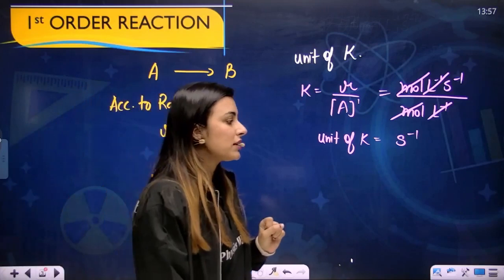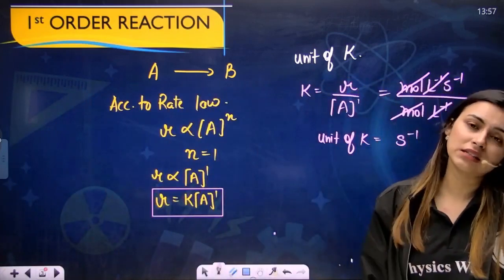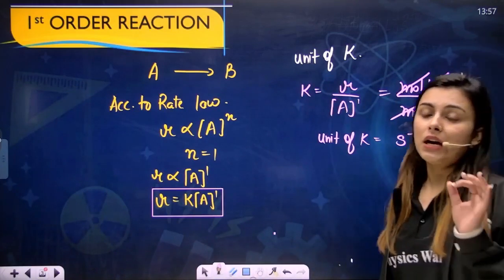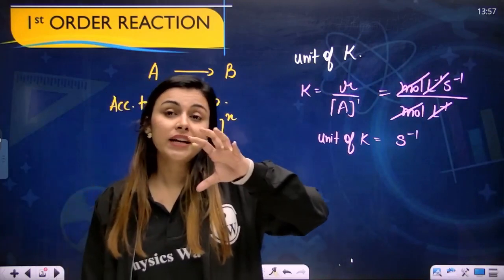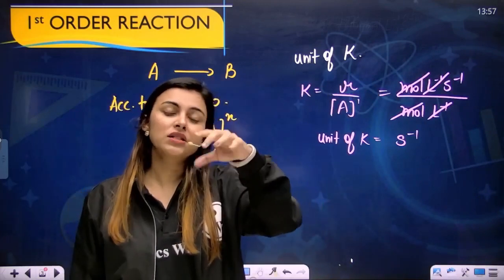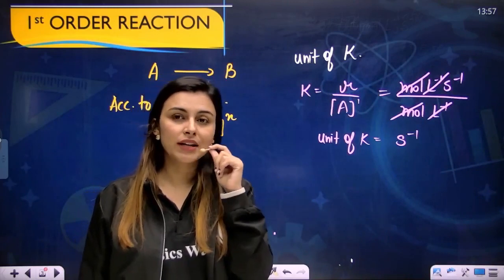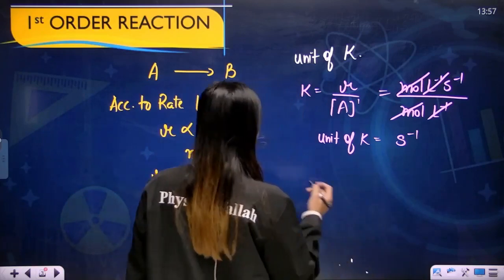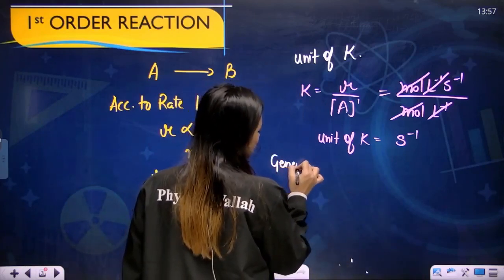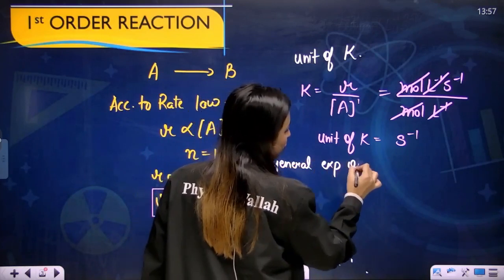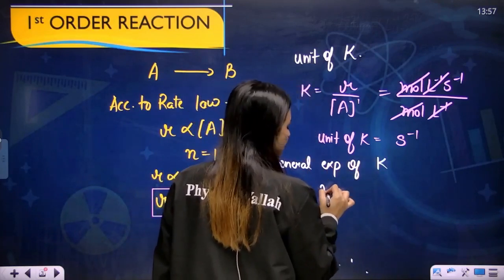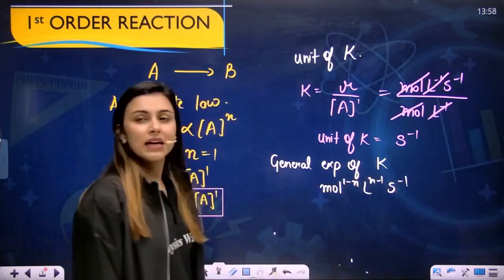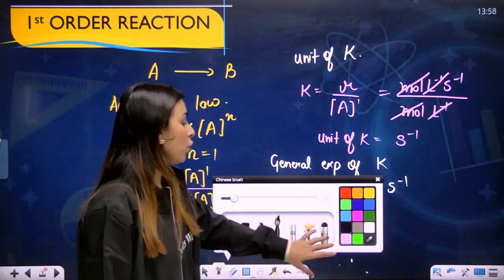Now, my dear students, I just want to cross check whether my answer is correct or not. We can cross check it by finding the unit of rate constant using the general formula we calculated in the first lecture. So let's cross check our answer. The general expression of rate constant K was mole to the power 1 minus n, liter to the power n minus 1, second inverse, where n was the order of the reaction.